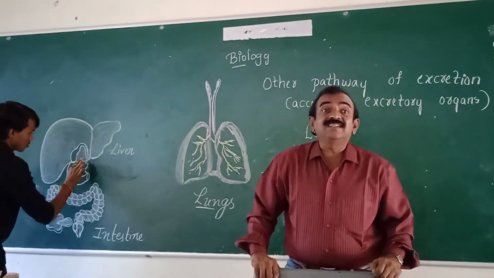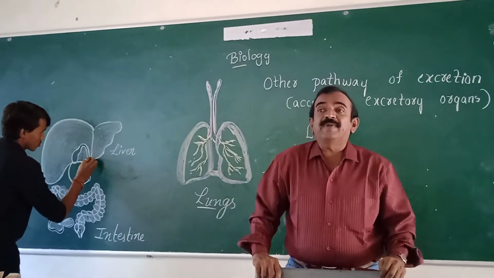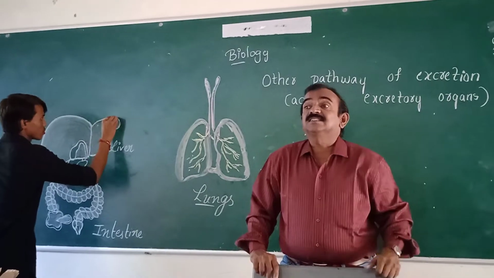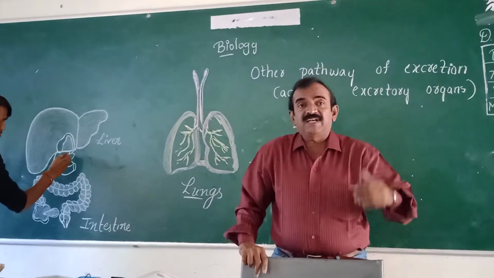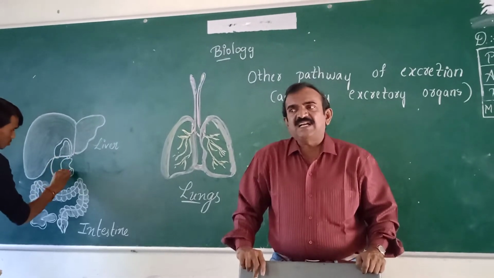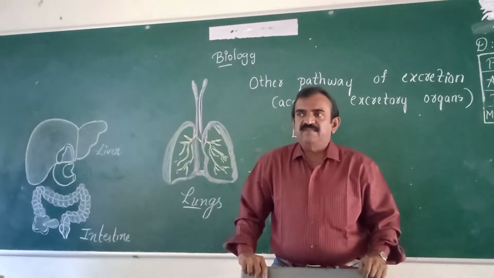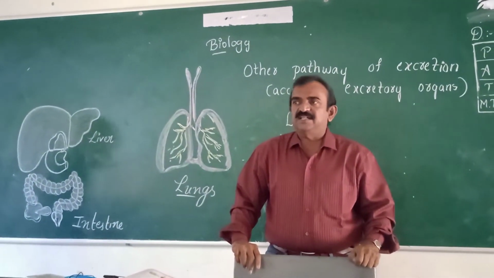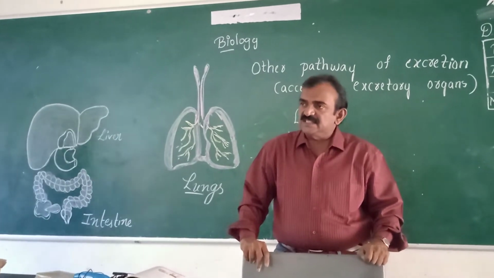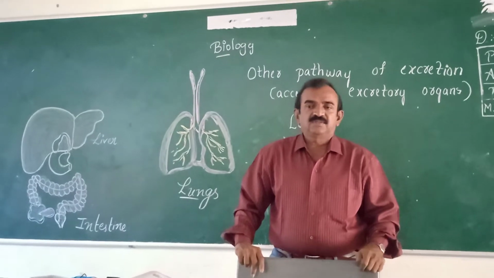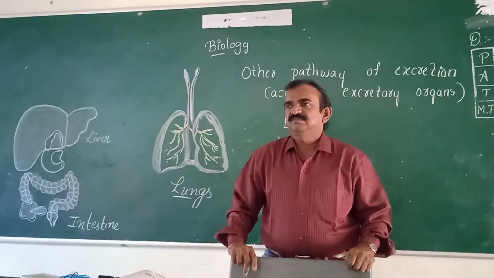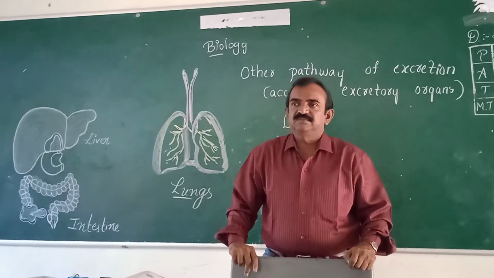What are the excretory organs in human beings? Lungs. Yesterday we discussed what? Kidneys. Yes, these are excretory organs. Yesterday we discussed kidneys are excretory organs in human beings. How many kidneys are there? Two kidneys. Yesterday we discussed, and you are not giving the answer.